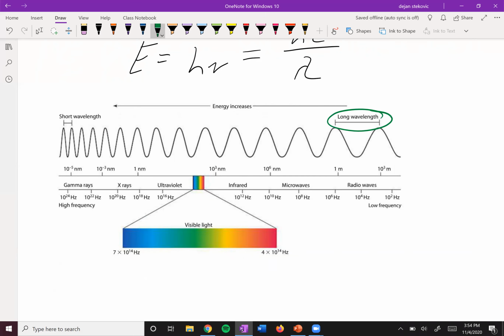On the really long side, you have something like radio waves, and you can see these are about 10 to the third meters, so about 1,000 meters. That's the size of a building. So you can see they can be really, really large. On the other side, you have gamma rays, which are very, very tiny. So you can see you have a wide range. We'll be focusing on this infrared light for our spectroscopy.